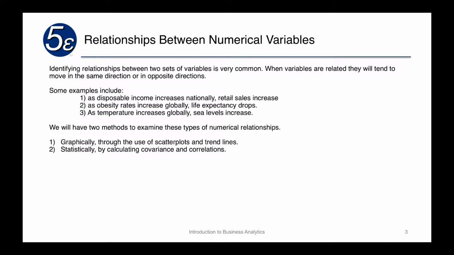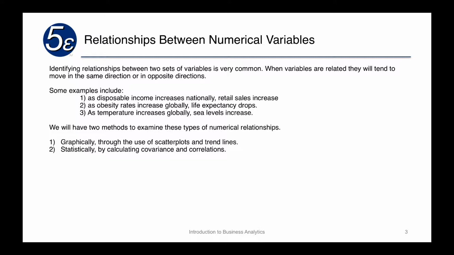Now we're going to examine relationships between numerical variables or continuous variables. Some examples of this are things like as disposable income increases nationally, our retail sales may increase, or as obesity rates increase globally, life expectancy drops, or as temperature increases globally, sea levels may increase. So when we're looking at the relationships between continuous variables, we're looking for the tendency of variables to move either in the same direction or in opposite direction.